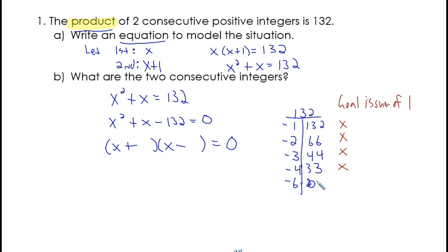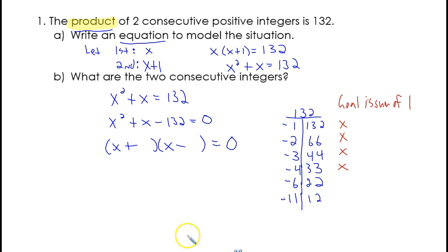22 times. Still not there. Does 7 go into 132? It does not evenly, at least. And 8 does not evenly. Does 9? 9 does not evenly. So you see what I'm doing here? I'm just going through these until I get to something that works. 10 doesn't. 11 and 12 do. So minus 11 and positive 12.